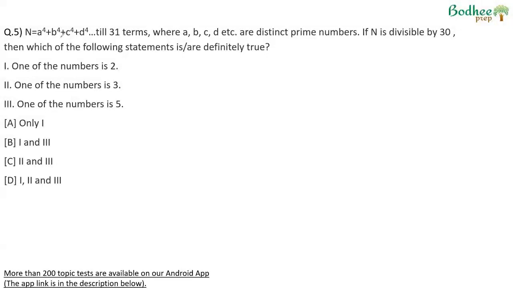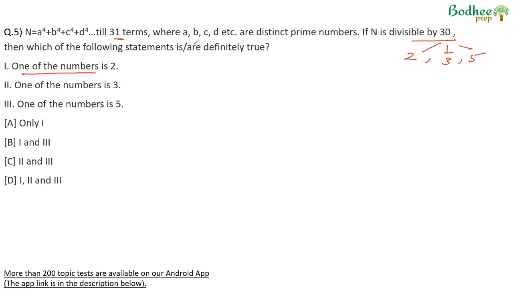N is equal to a raised to power 4 plus b raised to power 4 plus c raised to power 4 plus d raised to power 4 till 31 terms, where a, b, c, d, etc. are distinct prime numbers. N is divisible by 30. Since it is divisible by 30, it is divisible by 2, 3, and 5 individually. Which of the following are definitely true?